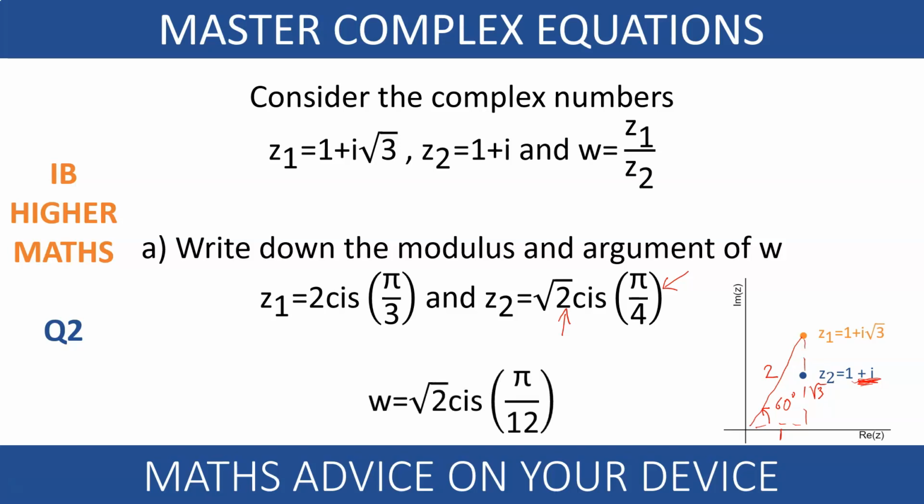w is the quotient between z1 and z2. Using De Moivre's theorem, we divide the modulus and we subtract the argument. 2 divided by the square root of 2 is the square root of 2, and pi over 3 minus pi over 4 is pi over 12.